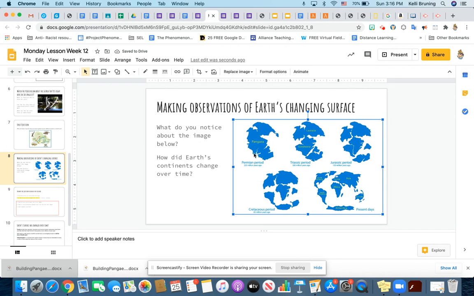So we have our earliest form of Earth surface here, then it keeps changing to this, then to this, then to the Cretaceous period, then to our present day. Think about how these continents like Asia, Africa, South America, North America, Antarctica, these are all continents. How have these continents changed over time? Are they moving? Do you notice them moving?